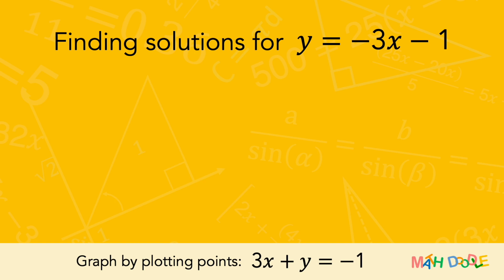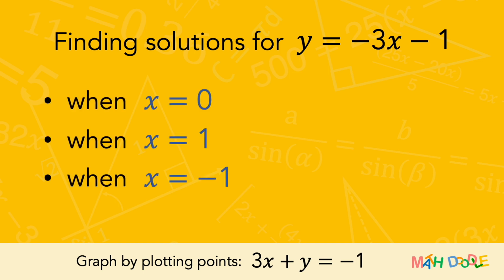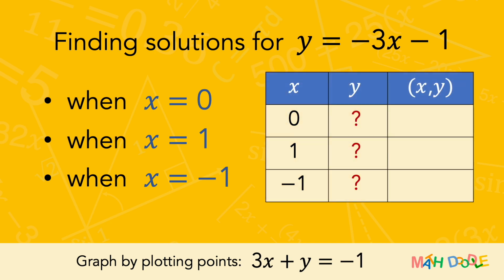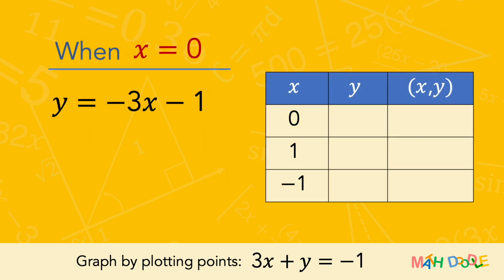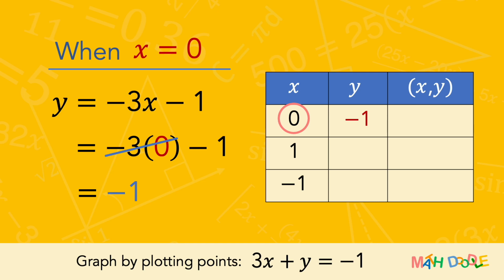To graph the equation, let's find the values of y when x is 0, 1, and -1, which will help us complete this table. First, to find the value of y when x is 0, we are going to substitute 0 for x. -3 times 0 is 0, and this leaves only -1. So, when x is 0, y is -1. This tells us that the line of the equation passes through the point 0, -1.